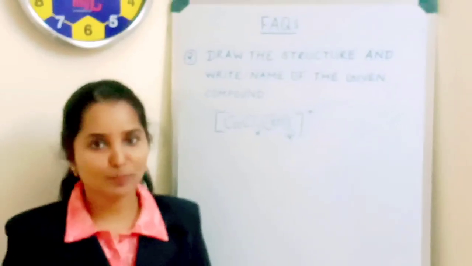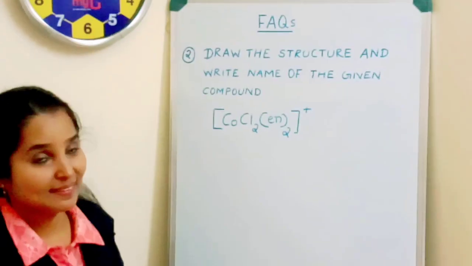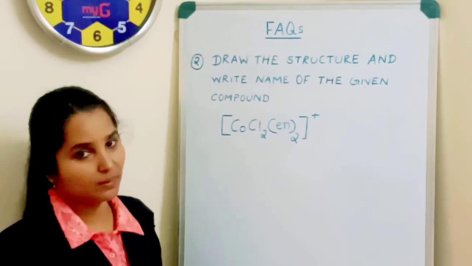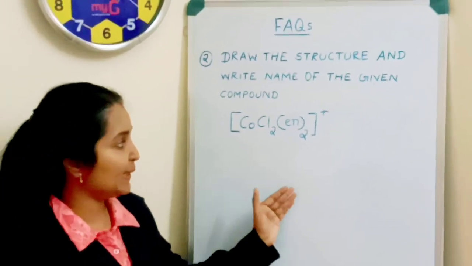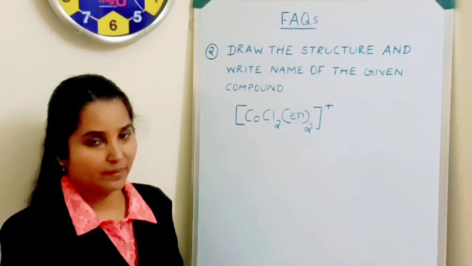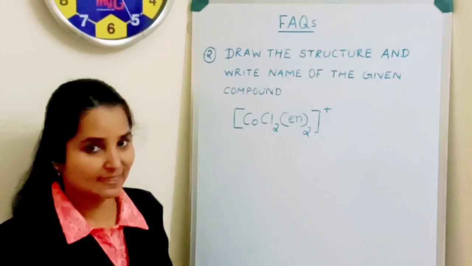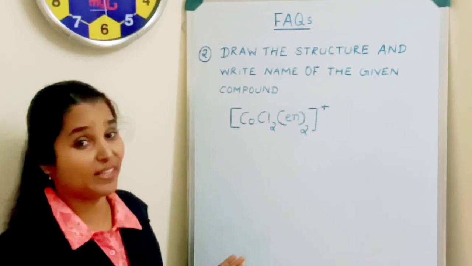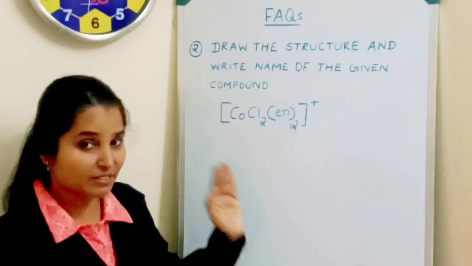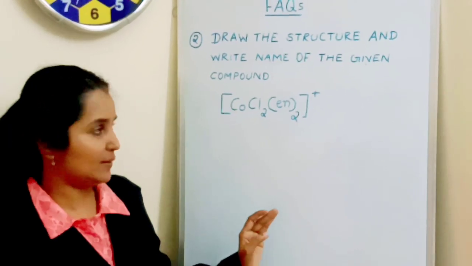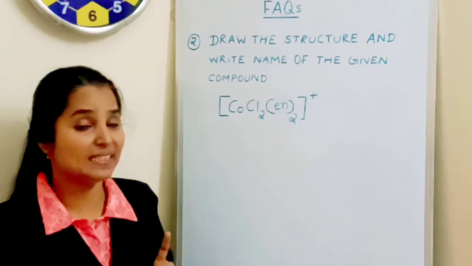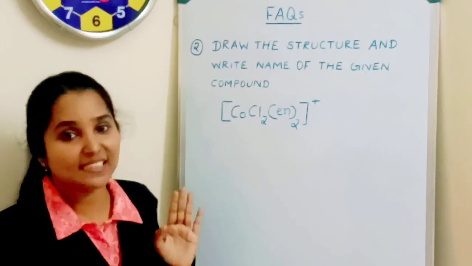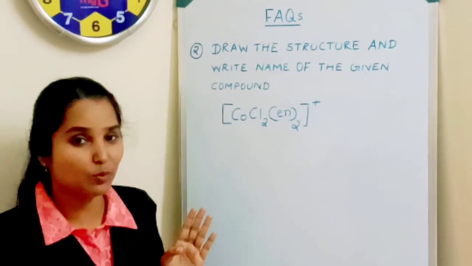Okay. Let's see one more very important question. Draw the structure and write the name of the given compound: [CoCl2(en)2]+. You are familiar with these ligands. By looking at these ligands, you should be able to identify which is a unidentate ligand, which is a didentate ligand, and so on. Only then can you find out the coordination number correctly, predict the geometry, and write its cis and trans forms correctly without mistakes.